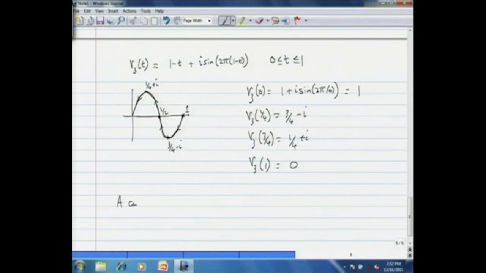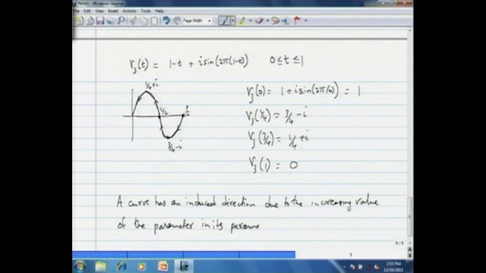So, we already see that when you give a curve with a parameter interval, it comes with a direction associated with it, when you look at the range of the curve gamma in the complex plane. So, let us say that in words, a curve over a parameter interval has an induced direction due to the increasing value of the parameter in its parameter interval.